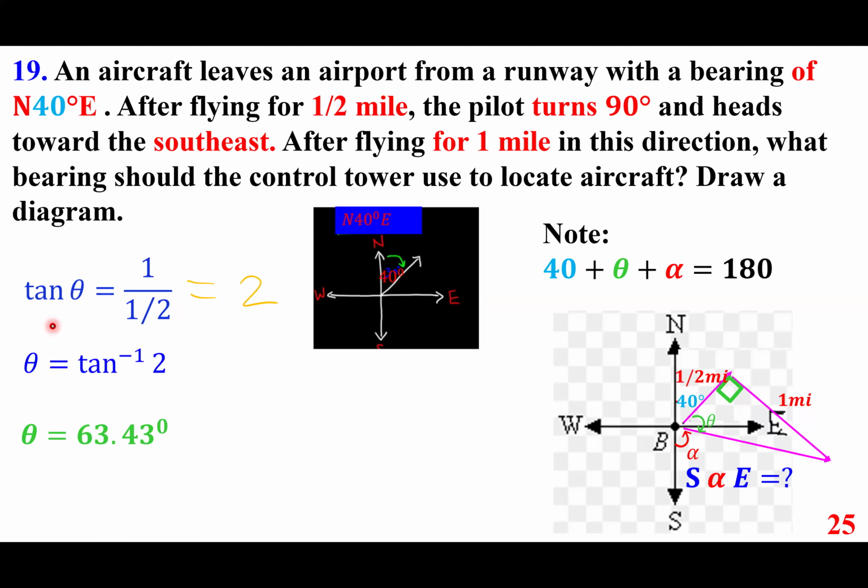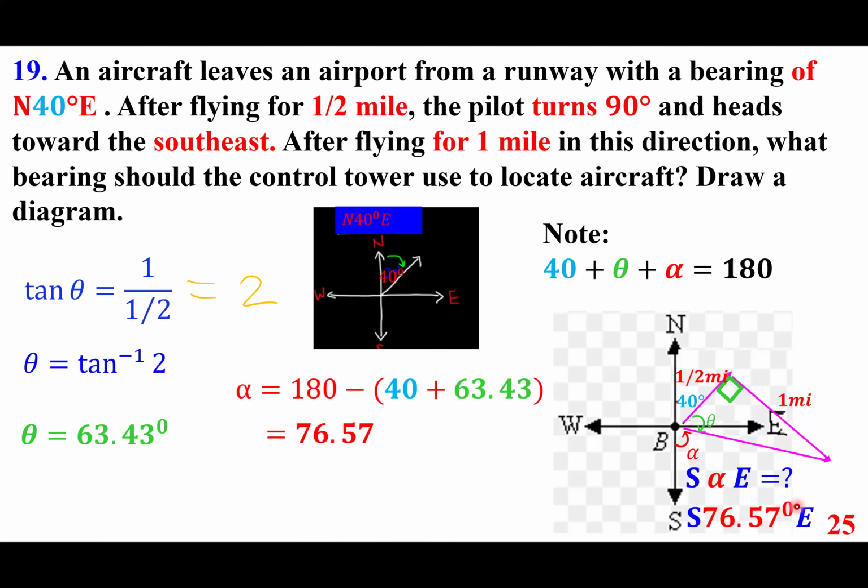Putting it into a calculator results in 63.43 degrees. So we are going to subtract 40 from 180. We're going to subtract theta, 63.43, from it. In other words, add 40 to this one and subtract it from 180. Alpha is 76.57 degrees. So south alpha east becomes south 76.57 degrees east.